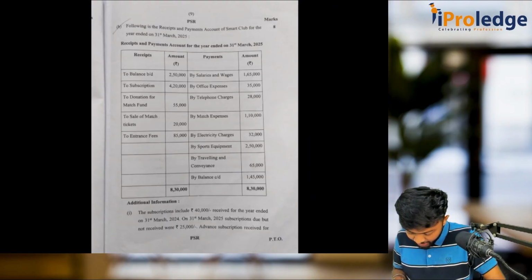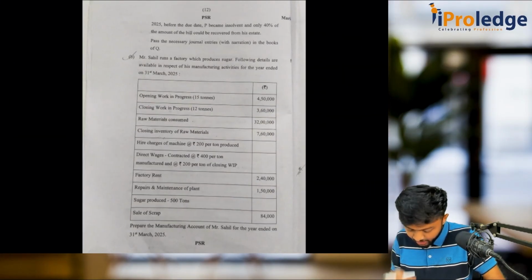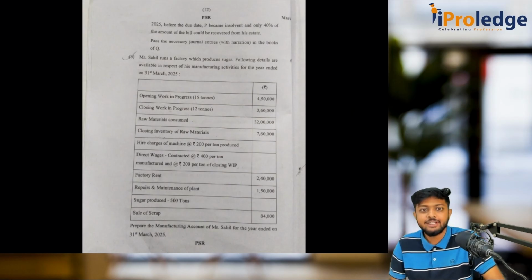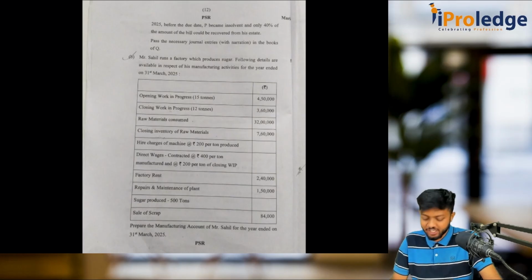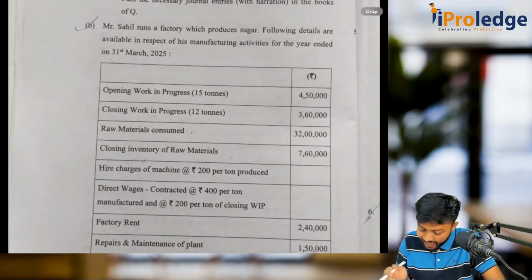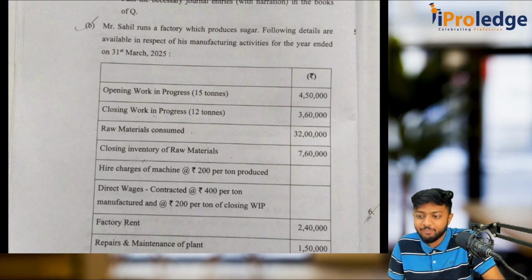5B, I think we had your manufacturing account. Guys, 5B is your manufacturing account. Again, simple, easy 5 marks manufacturing account, nothing new. I think one biscuit they have tried to put here. They have directly given raw material consumed, which you have to directly consider in your manufacturing account.